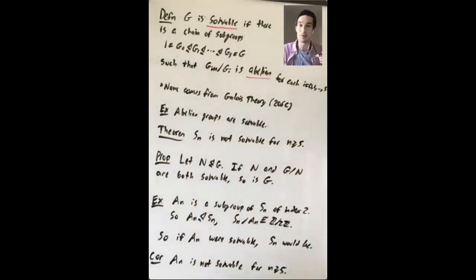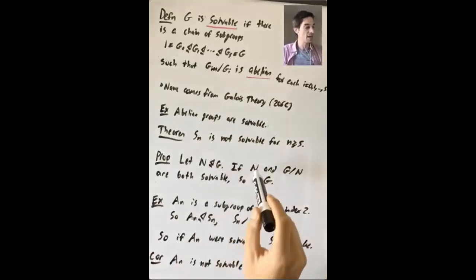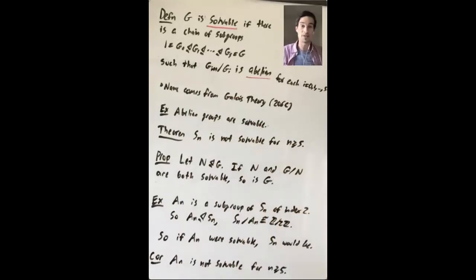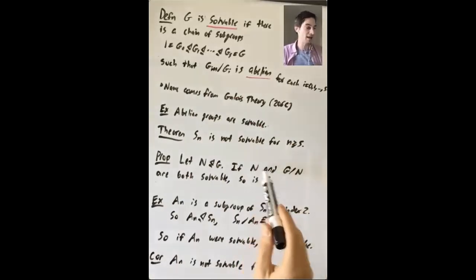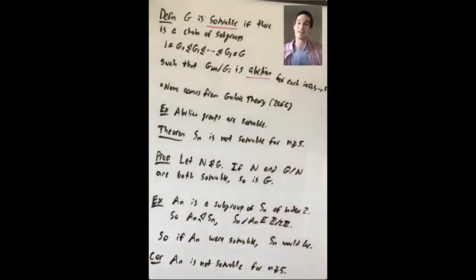So the proposition that I want to focus on in this video is the following. Let's say that N is a normal subgroup of G. If N and G mod N are both solvable, then so is G. If we know something about N and something about G mod N, we can combine that information to write down a chain of subgroups that shows that G is solvable. And I like proving this result because it's going to use the isomorphism theorems that started this lecture.